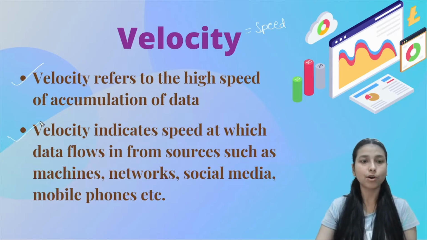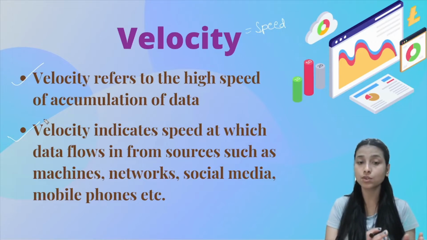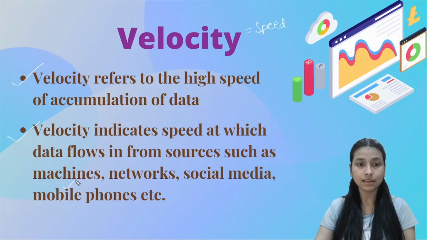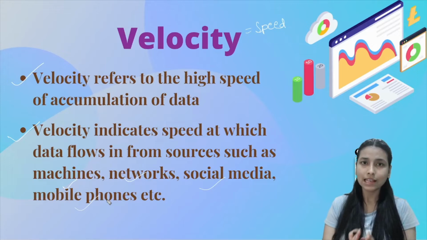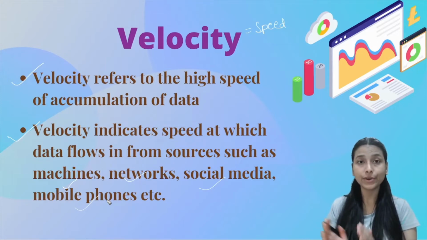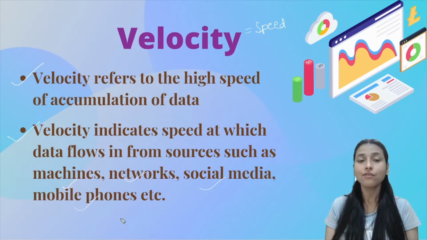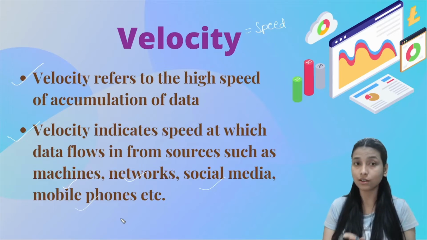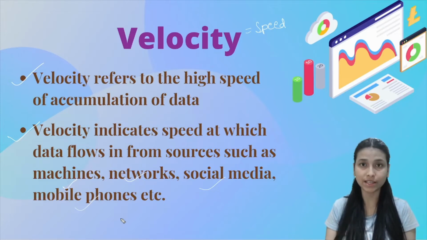Now, the next point says velocity indicates the speed at which data flows in from sources such as machines, networks, social media, mobile phones, etc. As I already explained in my previous video, there are various sources contributing to big data growing exponentially day by day. So these are some of the sources: machines, networks, social media, mobile phones. It's like the velocity of data being generated, or the speed of the data being generated, should not reach the highest or should be the minimum.